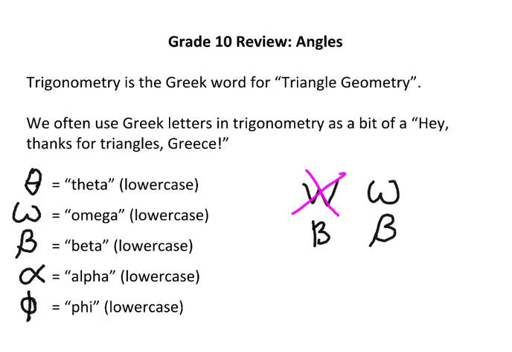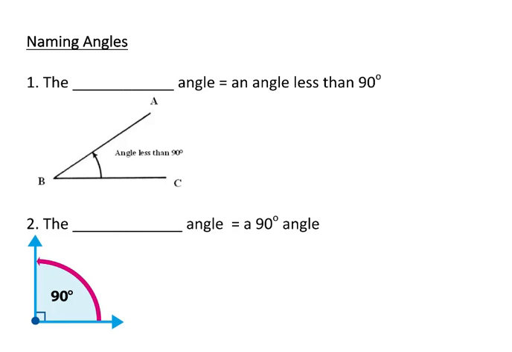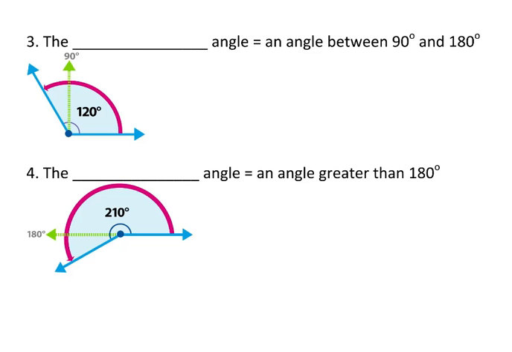Sometimes we just have more than one angle. We need a few other names for them. All right, so naming our different angles. If your angle is less than 90 degrees, we'd call it an acute angle. If it is exactly 90 degrees, that is a right angle. If it's greater than 90 degrees, that's an obtuse angle. And if it's greater than 180 degrees, then that becomes a reflex angle.